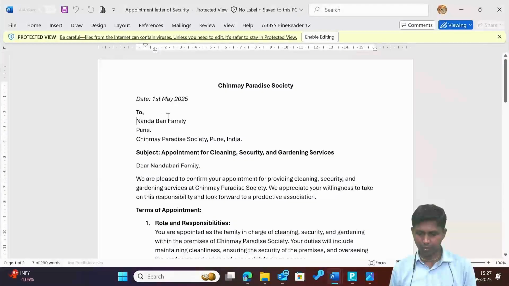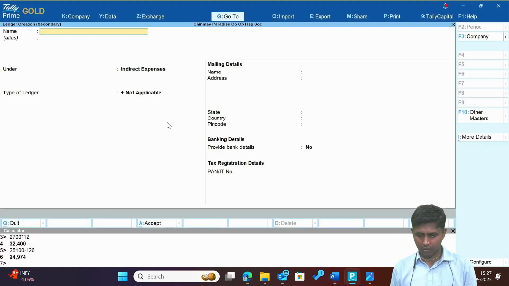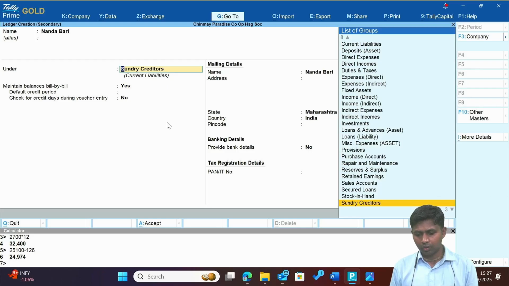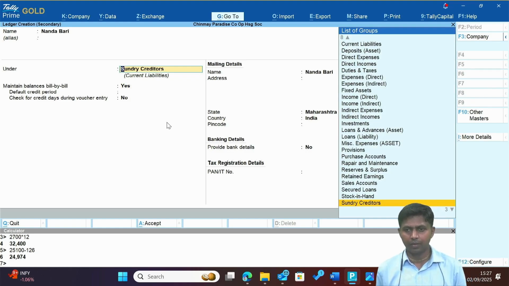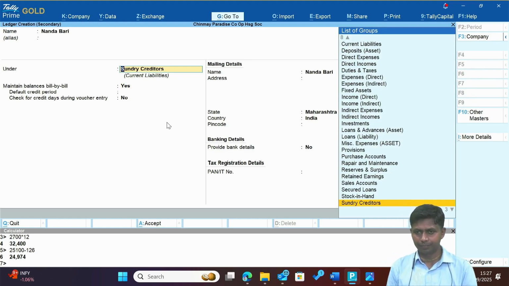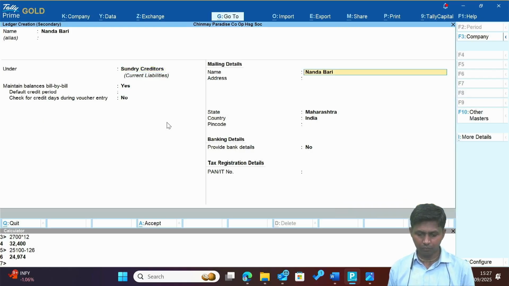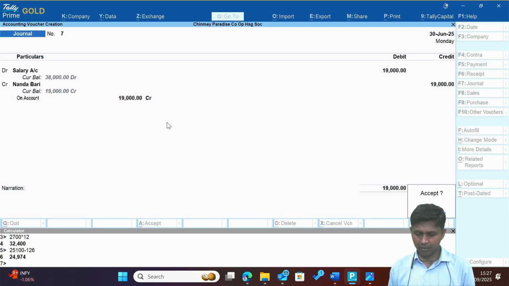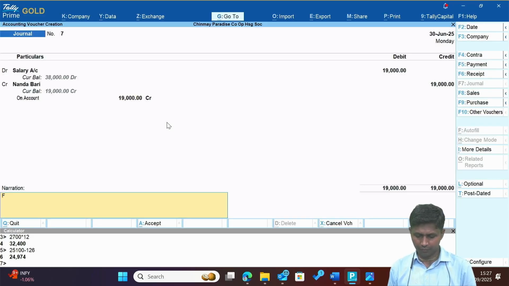Now here, what is the name? The appointed employee. Write the name of the appointed employee. This is under your sundry creditors, or under current liabilities also you can open, or if you want to activate the payroll, you are most welcome. There you can create the employee from that contract, and then after that just accept the things and write here for June 25.